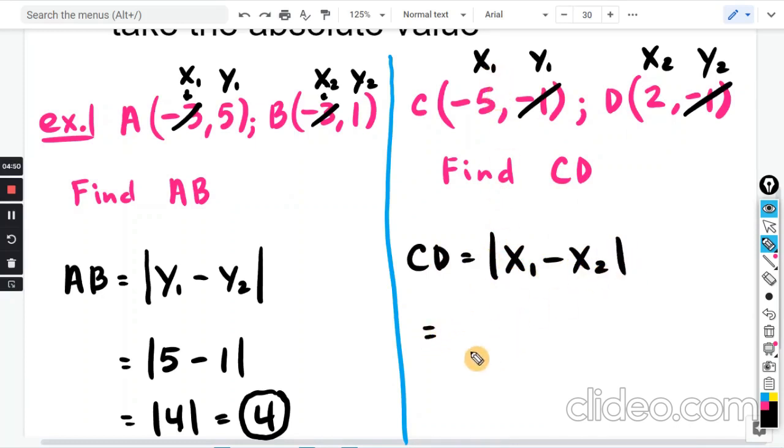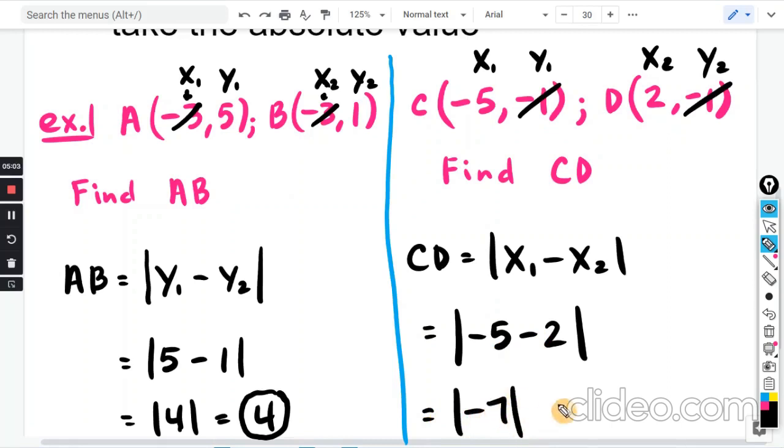So x1 is negative 5. x2 is positive 2. Negative 5 minus 2 is negative 7. And when you take the absolute value, that is positive 7. Okay, whenever you measure a length, it's always going to be positive. That's why we do absolute value.